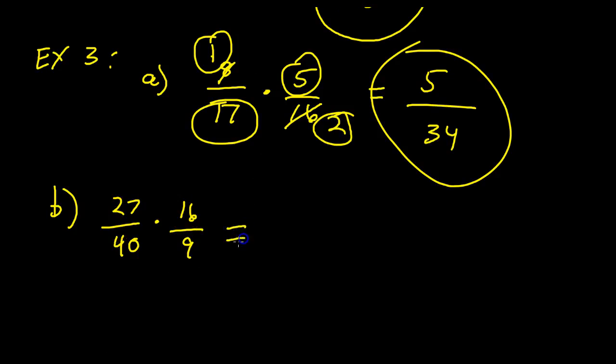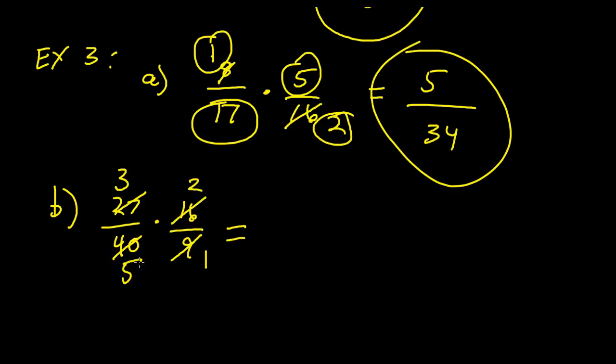All right, let's see, 9 cross cancels into 27 3 times, does it not? Think of it this way, 9 goes into 27 3 times, and 9 goes into 9 once. How about 16 and 40? Yeah, I think I can divide 8 into 16. 8 goes into 16 twice, and 8 goes into 40 5 times.